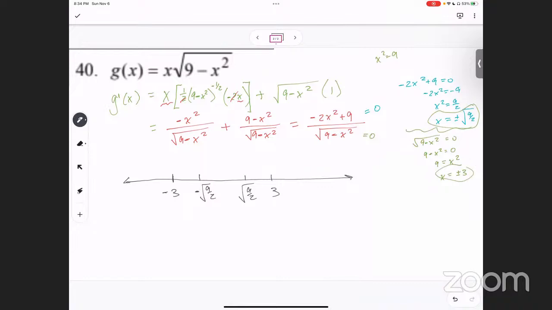All right. So what we're going to do is plug in a value in each one of these regions, right? So let's plug in g prime of, what should we plug in left of 3?